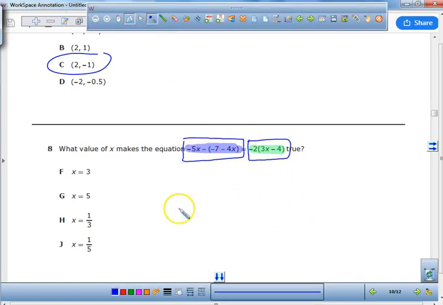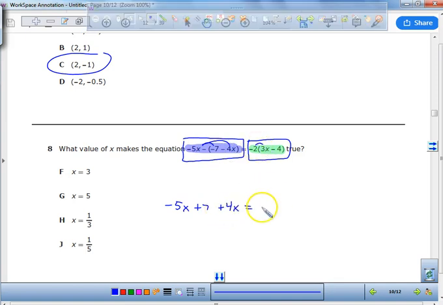Actually, hey, why don't you guys type it in and I'm going to go ahead and do it by hand right here. So we have negative 5x. Negative times negative is a positive. Negative times negative is a positive. Try to distribute these. That's negative 6x. Distribute negative 2. That makes that a positive 8. Now I have to solve for x. Negative 5x and 4x is a negative x. Plus 7 equals negative 6x plus 8. I'm going to add 6x to both sides.